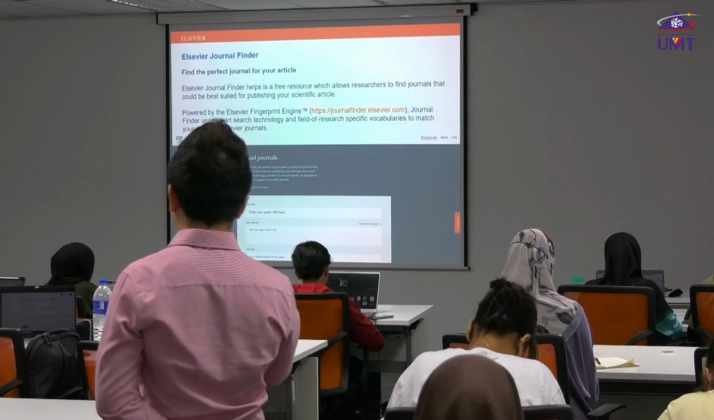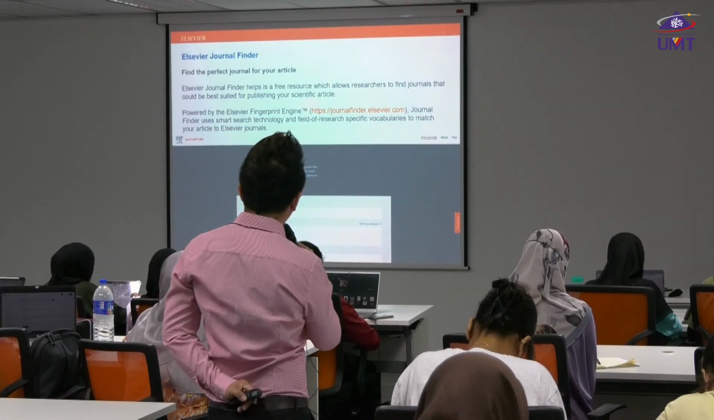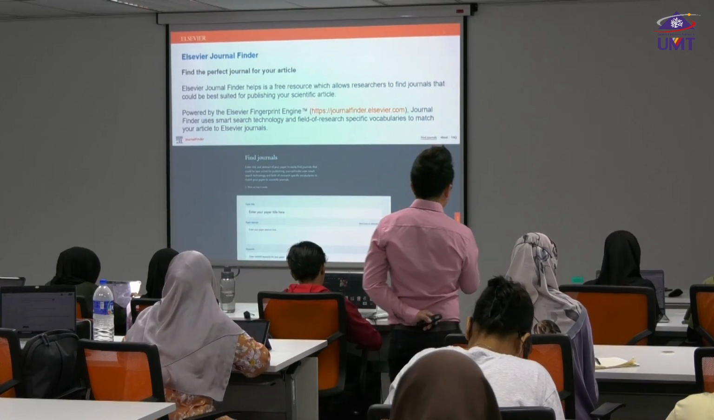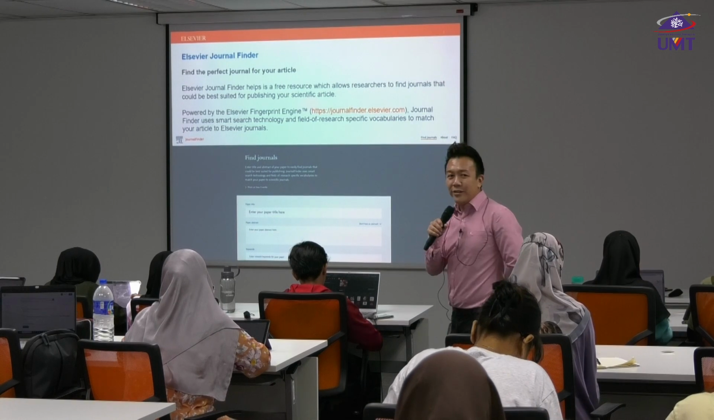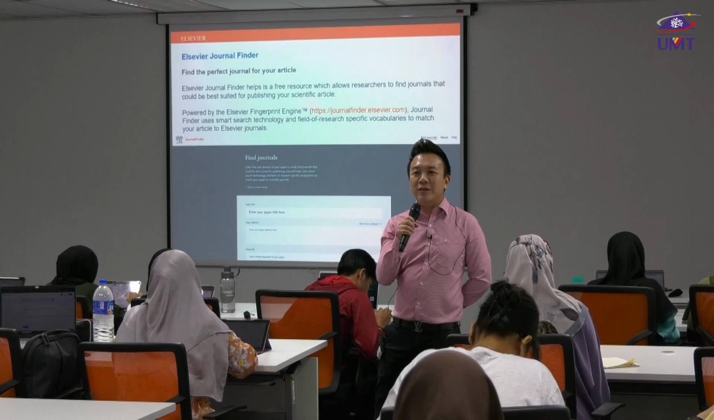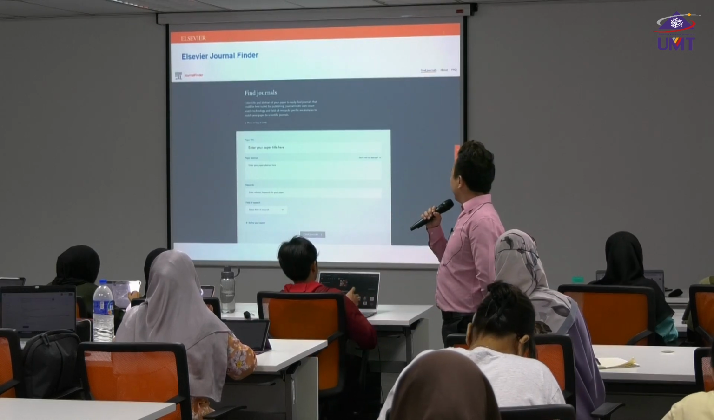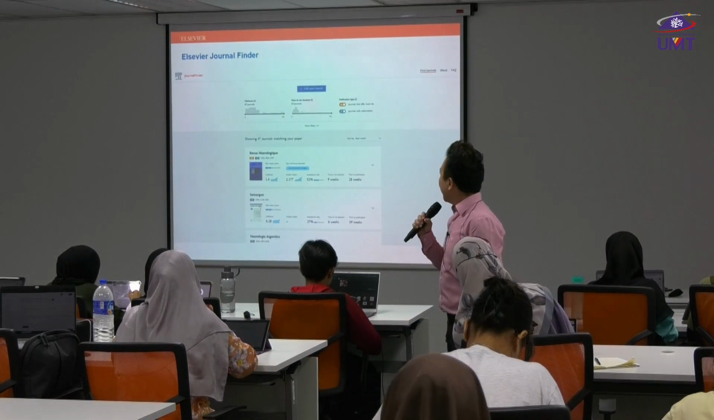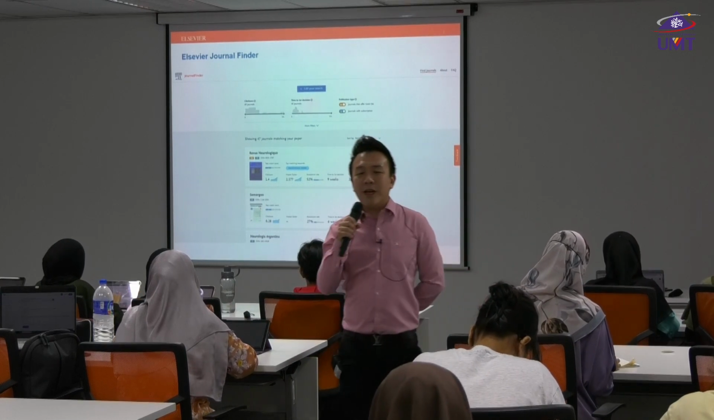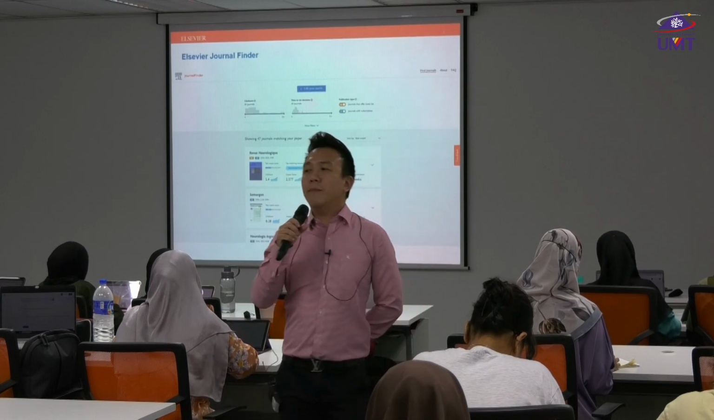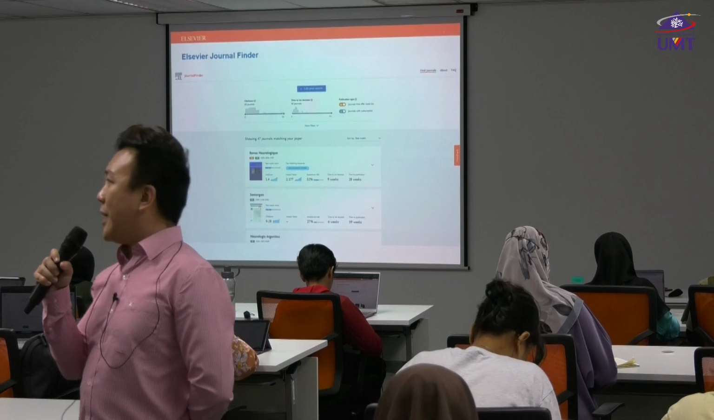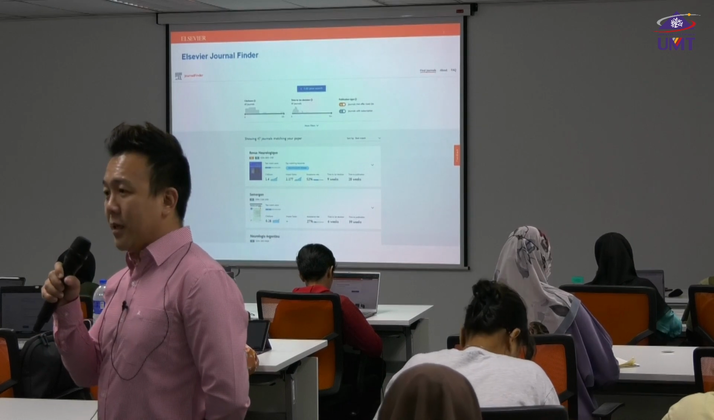When it comes to these questions, we have a feature called Elsevier Journal Finder. Yeah, you can just Google Elsevier Journal Finder. You can just copy and paste your abstract into the search column, and it will give you a search result page like this. Then you can show your supervisor, based on the Elsevier Journal Finder recommendation, these are the journals that I plan to submit to.